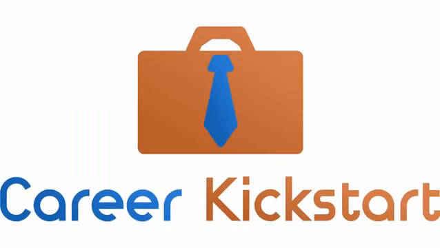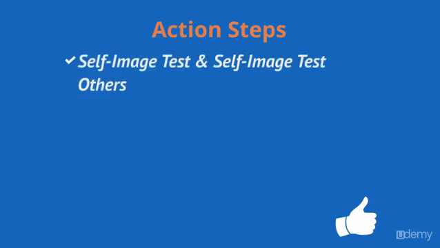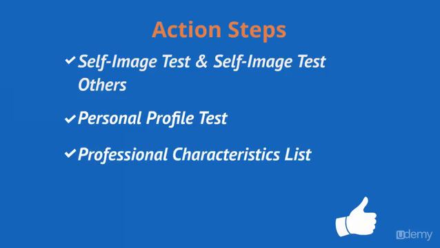What are the action steps of the lecture? You can start with completing the self-image test. After that, ask people that you know well to complete the self-image test. Compare the results and discuss the differences. After this, you can complete the personal profile test. After that, complete the professional characteristics list. To integrate all the results, you can use the attachment, putting it all together. In the next lecture, you will examine the second core question: what you're good at.